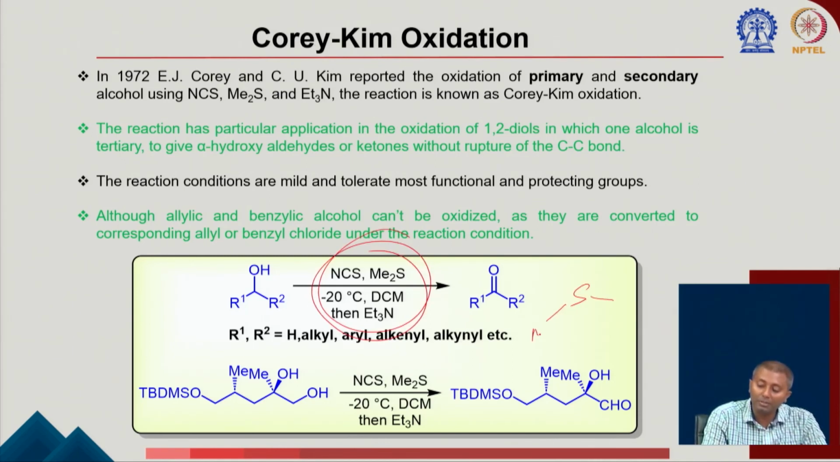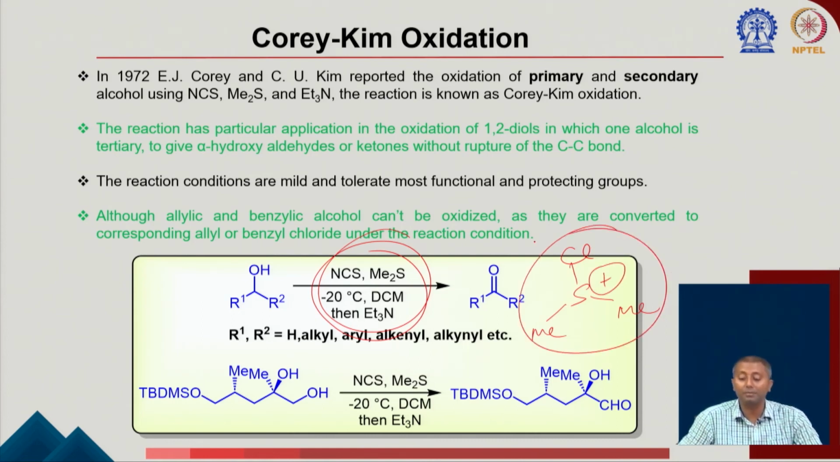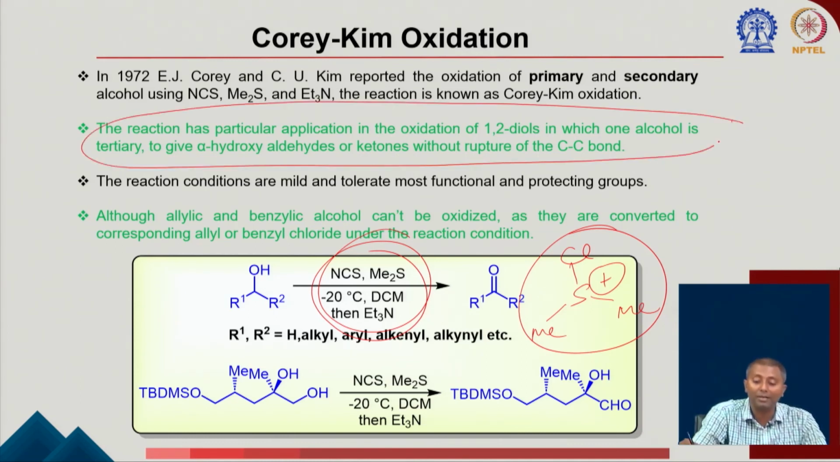First of all, this is sulfur with a positive charge, correct? But instead of oxygen there is a chlorine here. So this is now going to act as an oxidizing agent. We are going to come back. The reaction is particularly applicable to 1,2-diols, in which one alcohol is tertiary, to give an alpha-hydroxy aldehyde or ketone without rupture of the carbon-carbon bond. If you have a diol, diol rupturing is one of the problems that can be easily avoided using this condition. Although allylic and benzylic alcohols cannot be oxidized, they are converted to the corresponding allyl and benzylic chlorides under this condition.